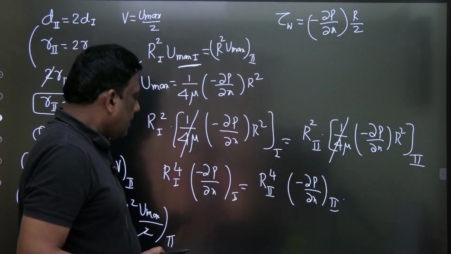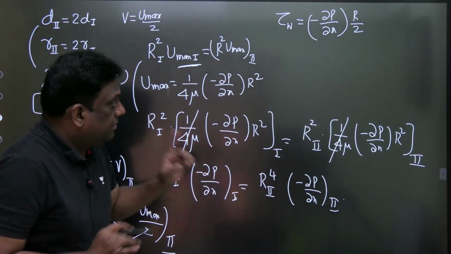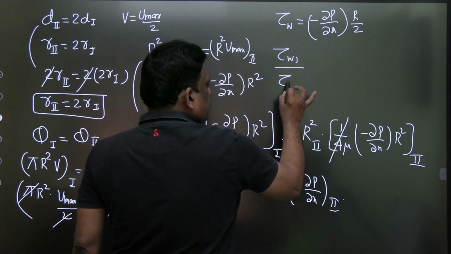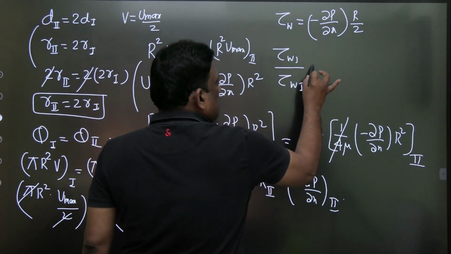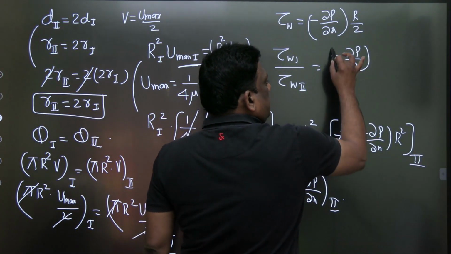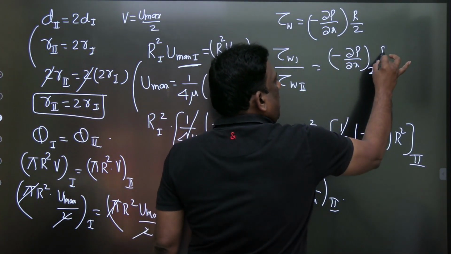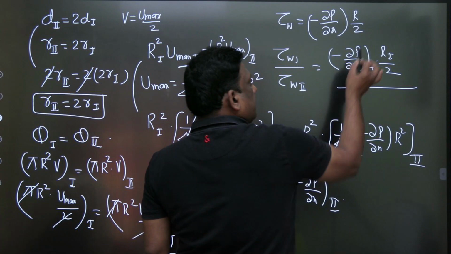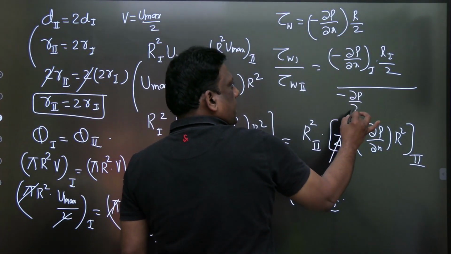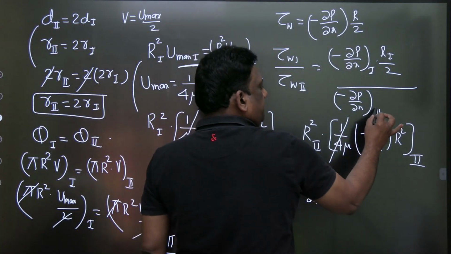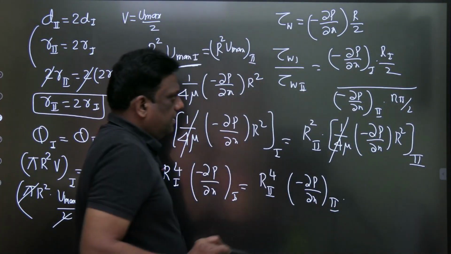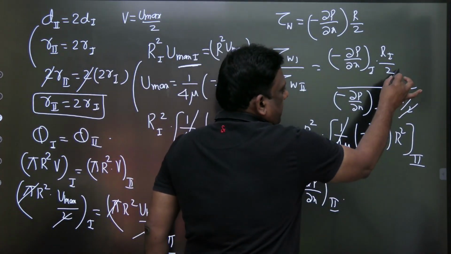Now I have this condition. What is he asking? He is asking the ratio of wall shear for the first pipe to wall shear for the second pipe. So what do I write? It will be minus dou p by dou x of the first pipe into R1 by 2, just substituting wall shear, divided by minus dou p by dou x of the second pipe into R2 by 2. Wonderful. Now these two can be cancelled.